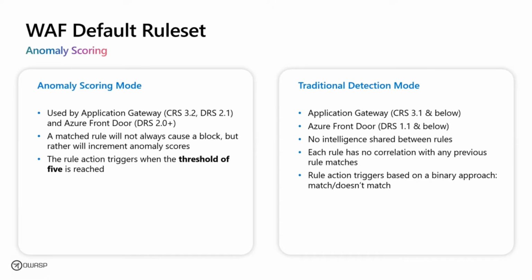This is why it's important for you to use the latest WAF rule sets, like we've seen. Again, if you're using the older rule sets, we strongly recommend upgrading to take advantage of these improvements, and of course have anomaly scoring as the mode of detection and prevention.